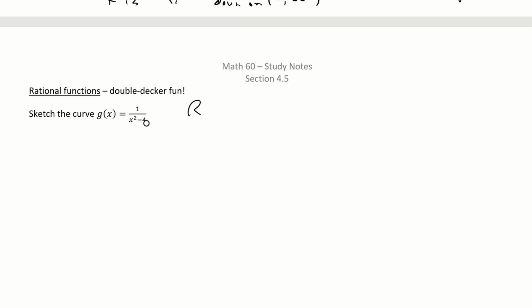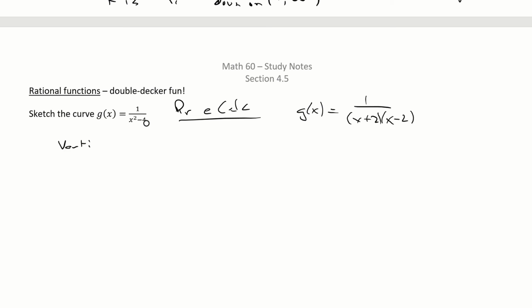Again, we have to harken back to pre-calculus. What do we know there? Okay, so in our studies in pre-calculus, we can write this a different way. We can simply go, it's 1 over x plus 2 and x minus 2. And here comes the story of the vertical asymptotes. Remember, vertical asymptotes are x values that cause divide by 0. So we have a couple of them. We have x is equal to plus and minus 2.